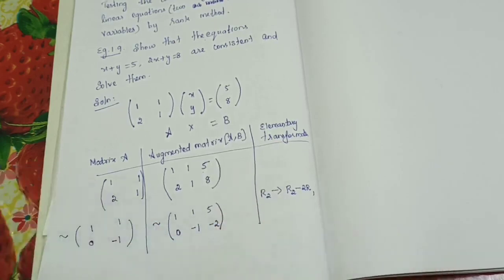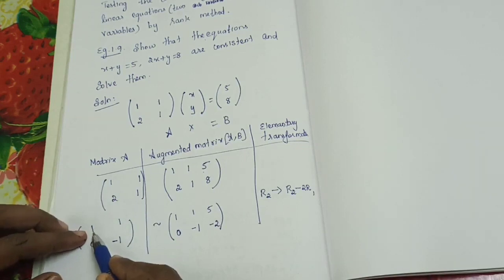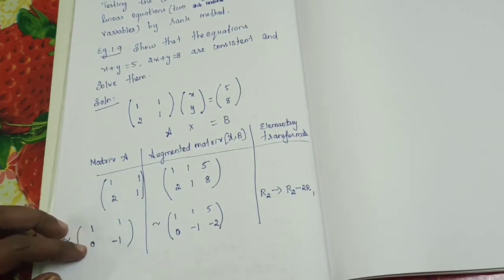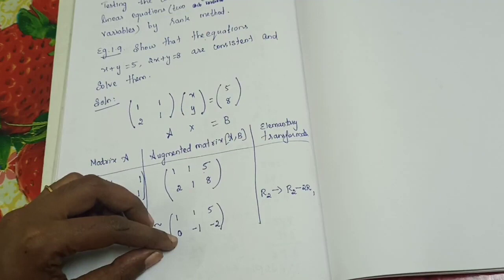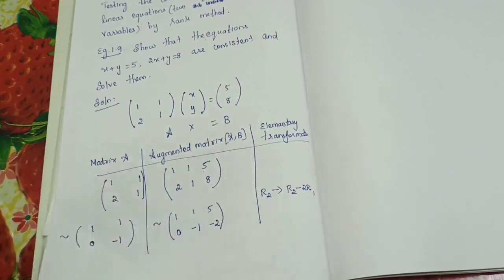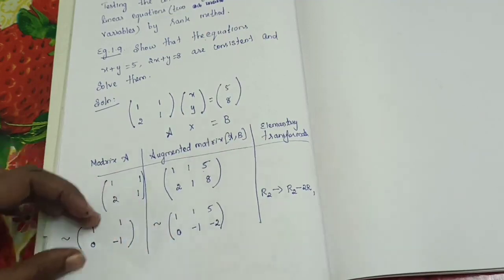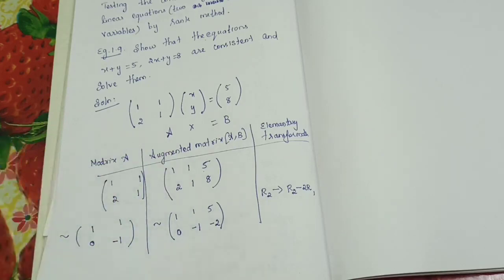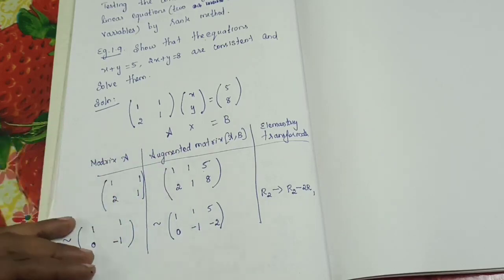Okay. So here see, this entry is non-zero, and the element below is 0. Here also the element below is 0. Is it right? You have learned this in the previous section itself. Here it is only a 2 by 2 matrix, so we can't change afterwards. Okay. Now it is in echelon form.